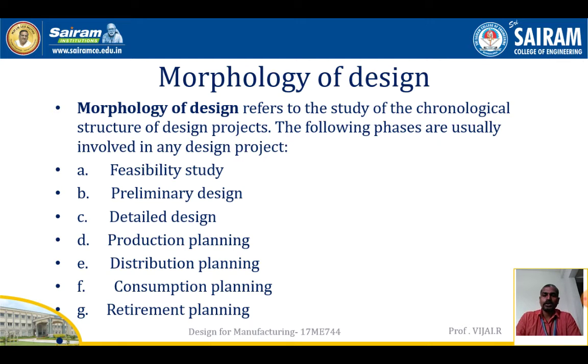On what basis? We said we have to make a design before manufacturing. In what way are we going to make it? There are some process steps for this. These are the steps we have listed: feasibility study and preliminary design, detailed design, production planning, distribution planning, consumption planning, and retirement planning. These are all the things we are going to see in this class.